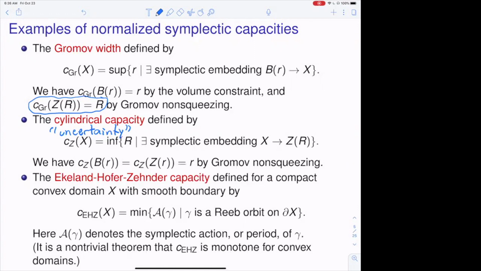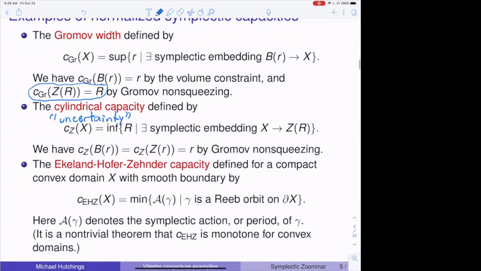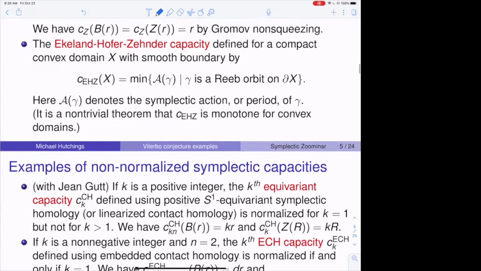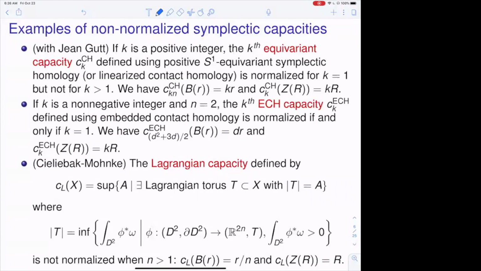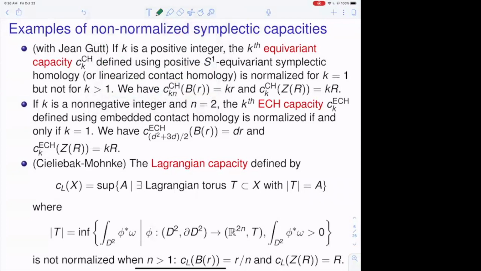So those are some normalized symplectic capacities. There's some interesting non-normalized symplectic capacities too. Sorry, this slide has a lot of junk on it. Anyway, there's a whole sequence of capacities. So I studied these in a paper with Jean Gutt, although these numbers have been studied previously by other authors. So we call this the kth equivariant capacity, although we denote it by c_k^CH because secretly we're thinking of this as being defined using linearized contact homology.